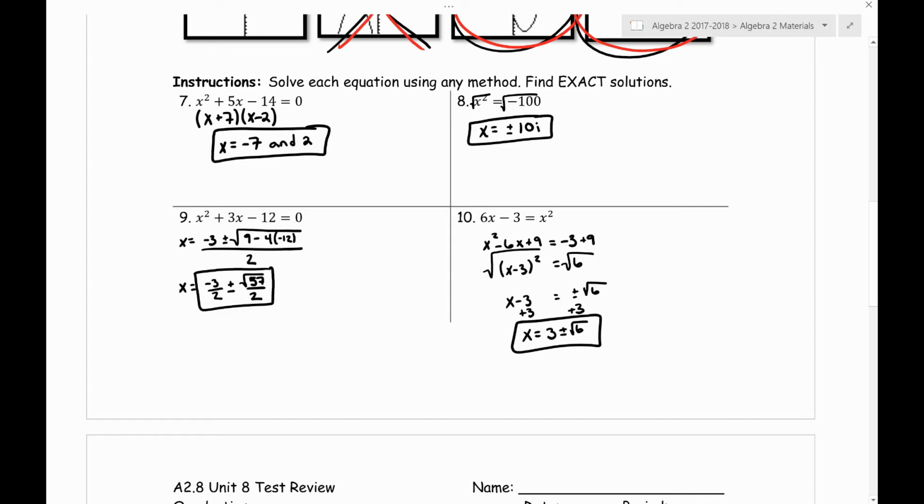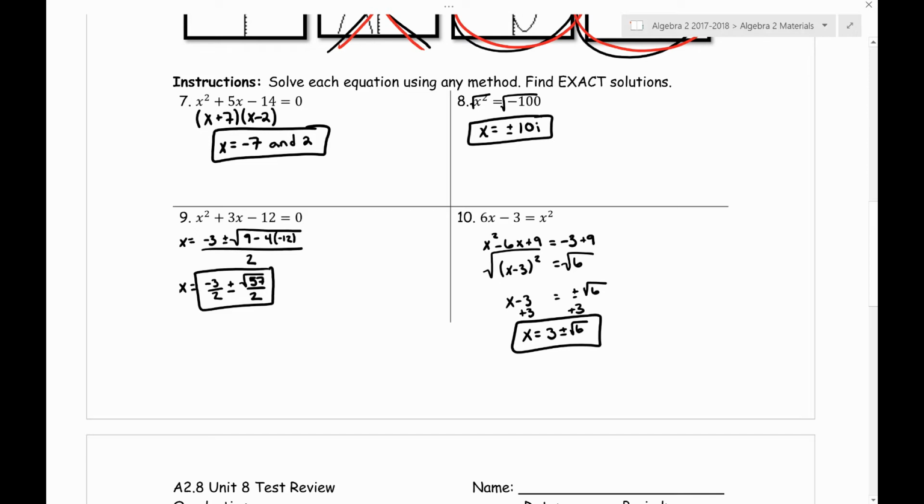In number 8, I use the square root method, and when you take the square root, you get 1 positive, 1 negative. Okay, that defines the square root method. The square root of a negative is i. The square root of 100 is 10. So therefore, you have 2 complex roots, one at positive 10i, the other at negative 10i.